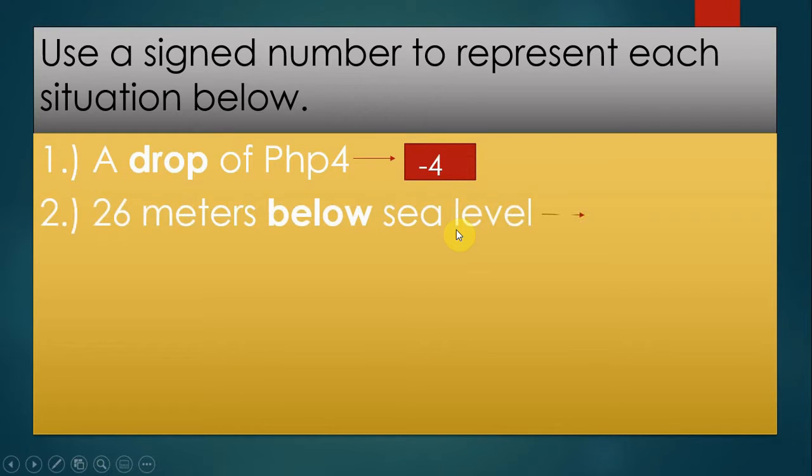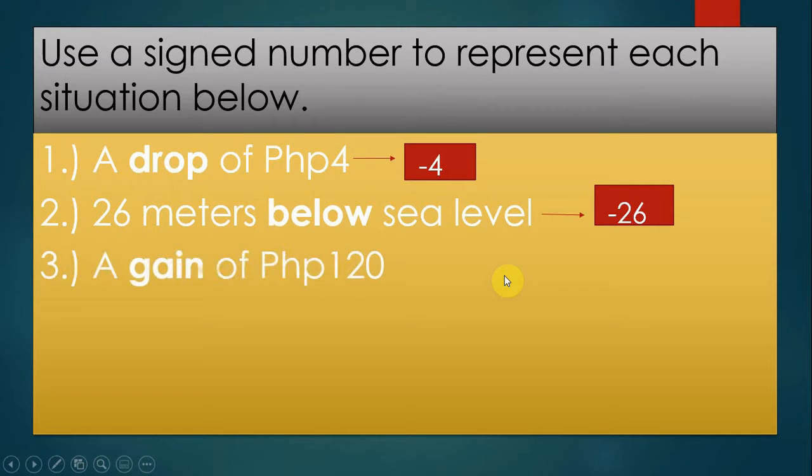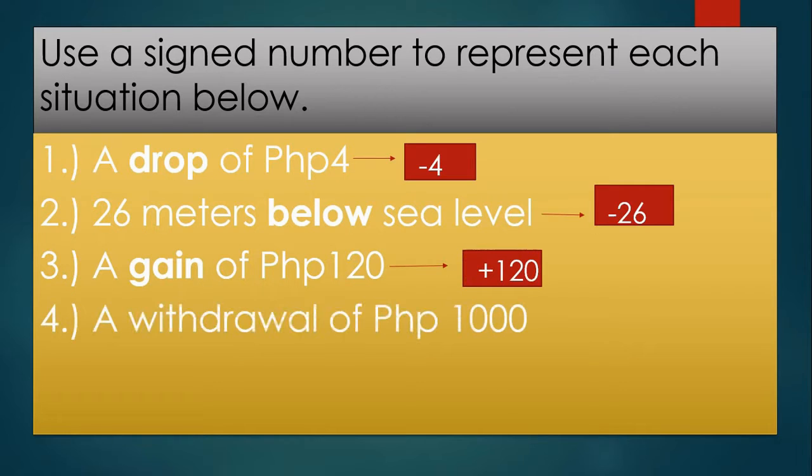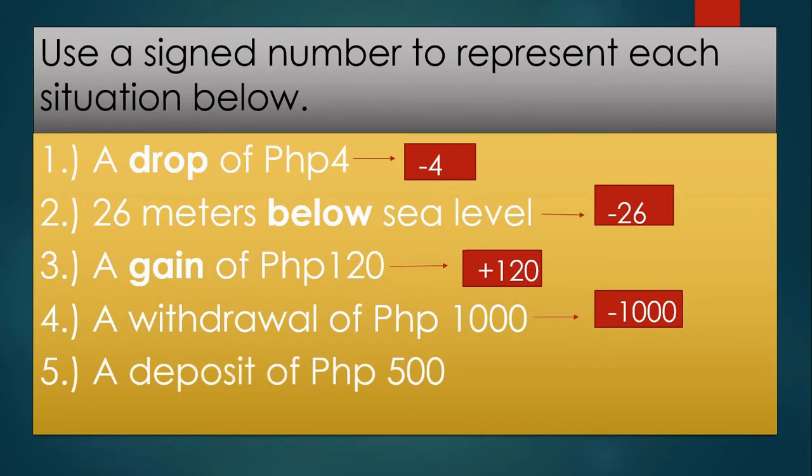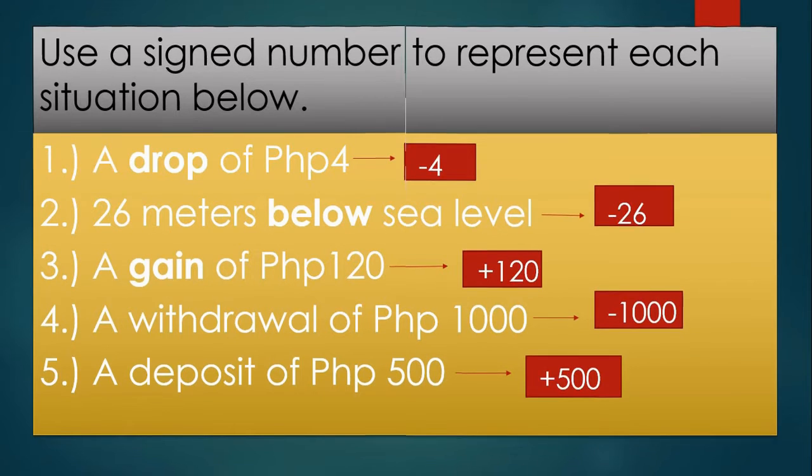-4. How about 26 meters below sea level? Below sea level, so the sign is -26. How about a gain of 120 pesos? A gain of 120 pesos denotes gain, denotes positive 120. How about a withdrawal of 1,000 pesos? Withdrawal denotes -1,000. How about a deposit of 500? When we say a deposit of 500, this refers to positive 500. Okay.